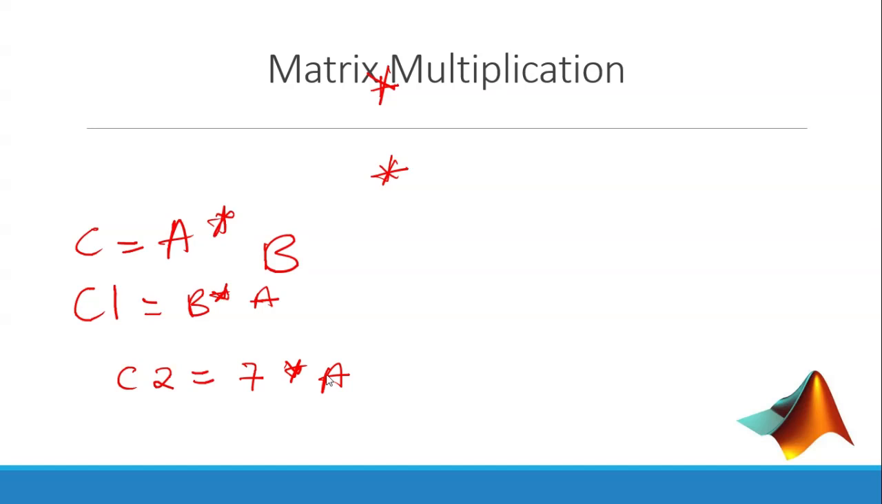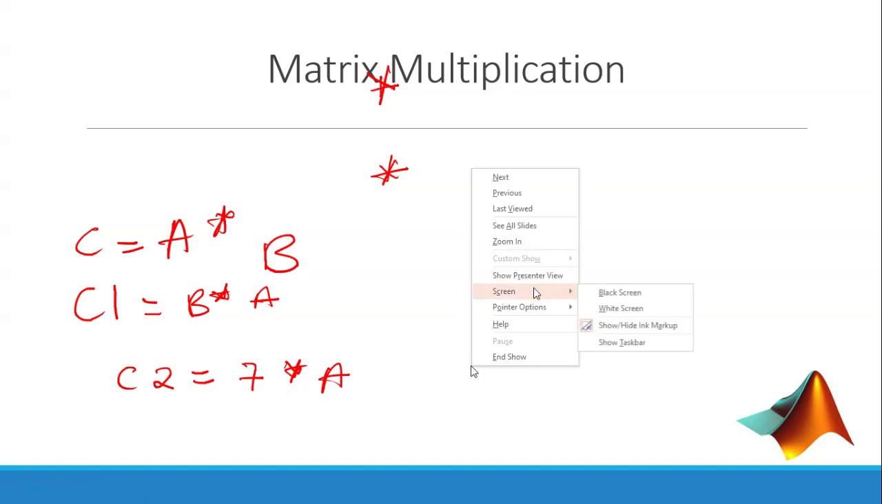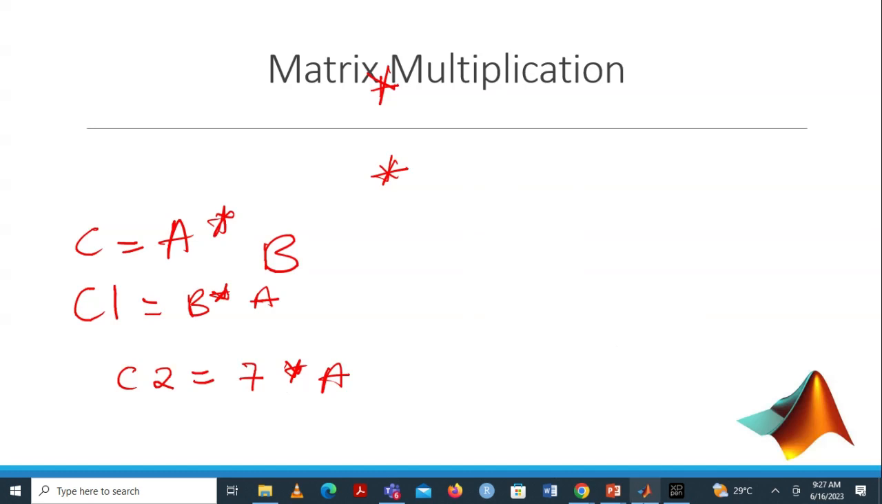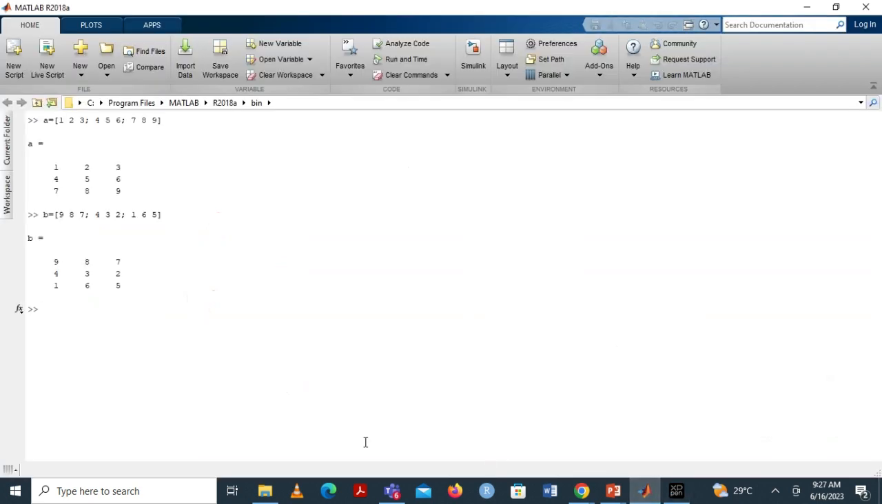Now let's move back to Matlab and perform these operations. So we said C is equal to A multiplied by B.